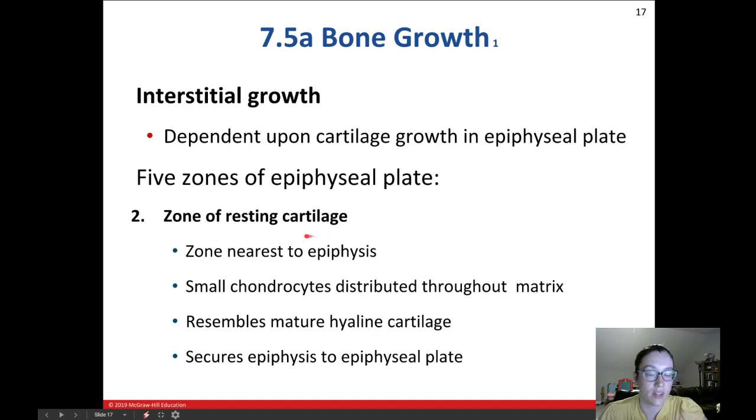And this is the zone that's nearest the epiphysis. So on the proximal epiphysis, it's going to be more proximal. In the distal epiphysis, it's more distal. It's nearer to the epiphysis. And in this case, it looks a lot like normal resting hyaline cartilage. There are small chondrocytes distributed throughout the matrix. It doesn't look very active. It's pretty normal, and it secures the epiphysis to the epiphyseal plate.